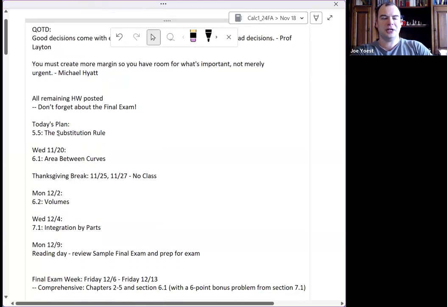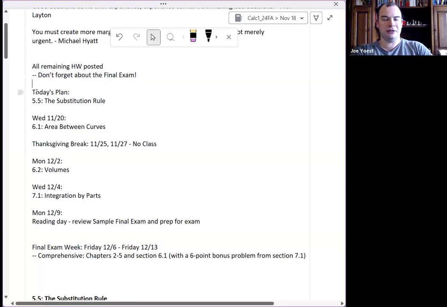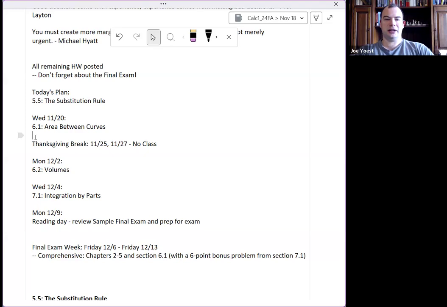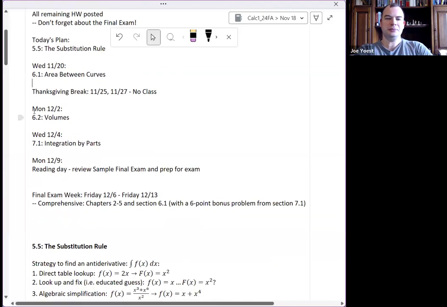Usually in the last couple weeks of class, I like to start each class with a summary of what the rest of the course is going to look like, so that we are reminded what happens when and can plan ahead. So the plan for this week is finish up chapter 5, substitution rule, and introduce chapter 6 with 6.1 area between curves. Then, of course, we have Thanksgiving break next week, so no class.